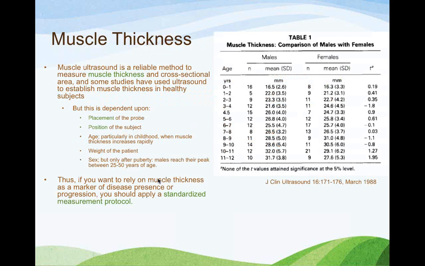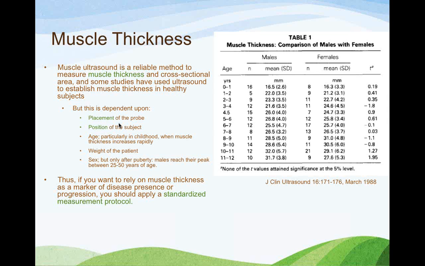Muscle thickness is another thing that we can measure on muscle ultrasound. It's a reliable method to do so. You can get a cross-sectional area, and some studies have used this to establish muscle thickness in healthy patients. This is dependent upon placement of the probe. If you recall from the picture of the muscles, the bulk of the muscle can differ in different areas. So you have to make sure that you're measuring the muscle at the correct area and getting the right cross-section to actually measure.